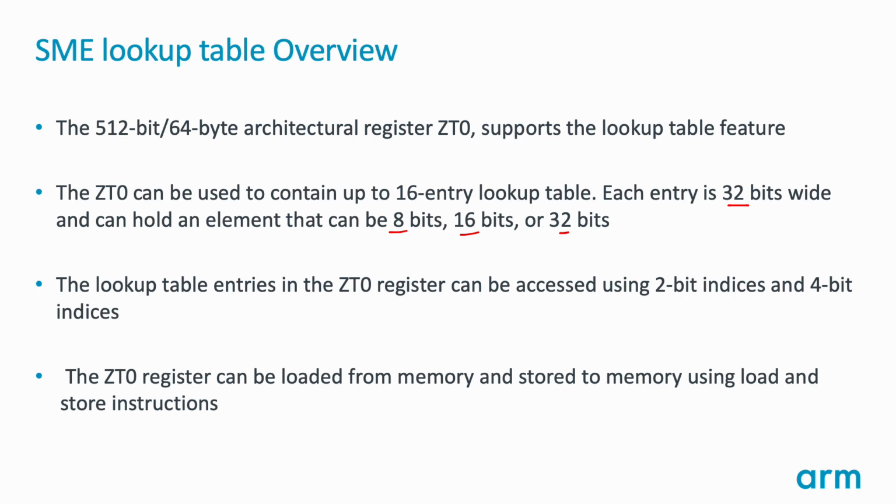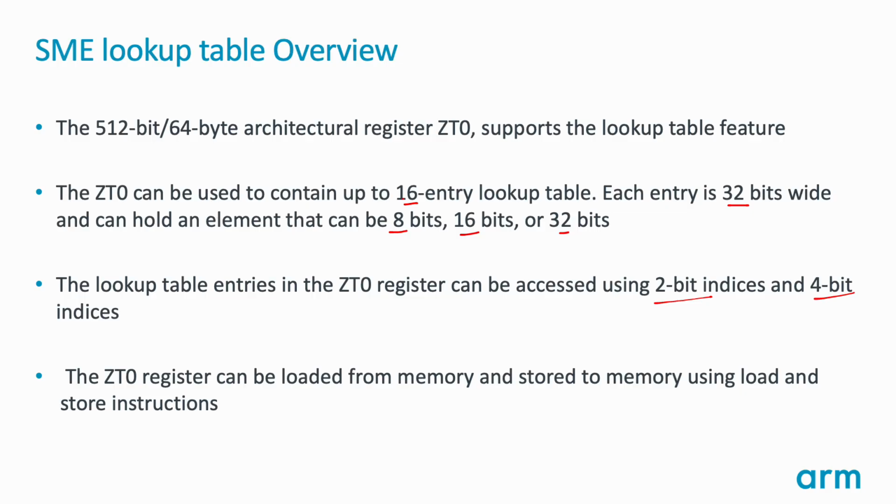Now that we have 16 entries, we need 4-bit indexing to index one of the entries in the 16 entry table. Architecture in SME permits to use 2-bit indexes as well as 4-bit indexes. So indices can be 2-bit or 4-bit. With a 2-bit index, you can access 2 to the power 2, that is 4 entries only. That is, though ZT0 will be having up to 16 entries, you can access only the first 4 entries using the 2-bit index. Whereas using the 4-bit index, you can access the complete 16 entries.